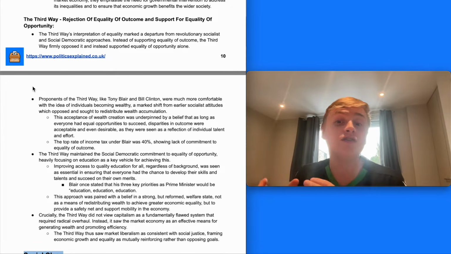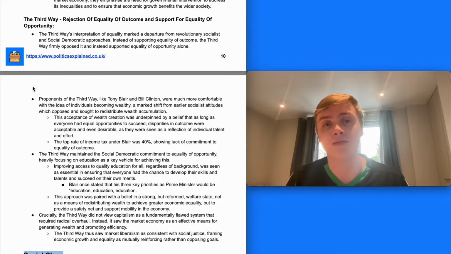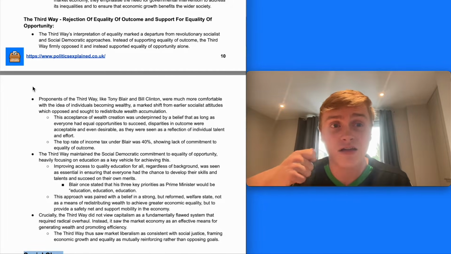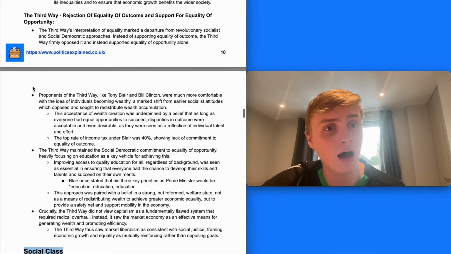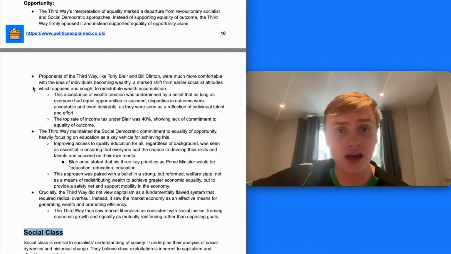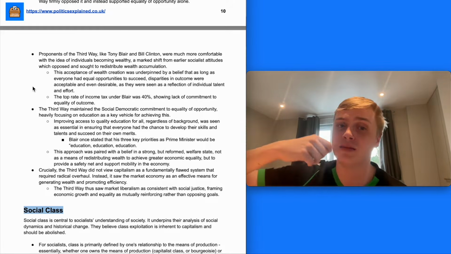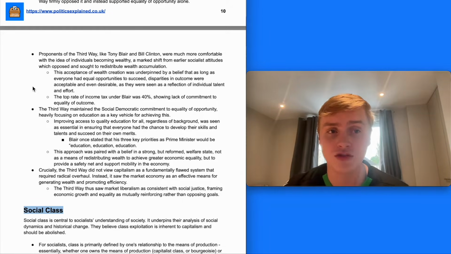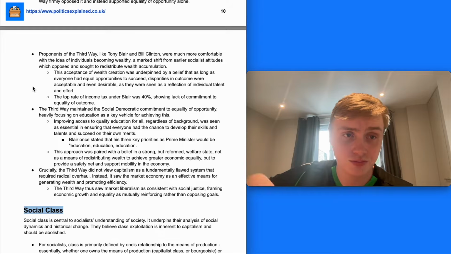The third way moves even further away from revolutionary socialism. Not only do they support equality of opportunity, they also completely reject equality of outcome. So they firmly oppose it and instead only support equality of opportunity, which differs from social democrats. So proponents of the third way, like Blair and Clinton, were much more comfortable with the idea of individuals becoming wealthy. And this is a big shift from socialist attitudes, which opposed wealth and sought to redistribute it.